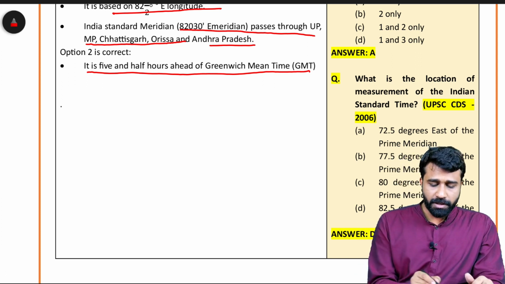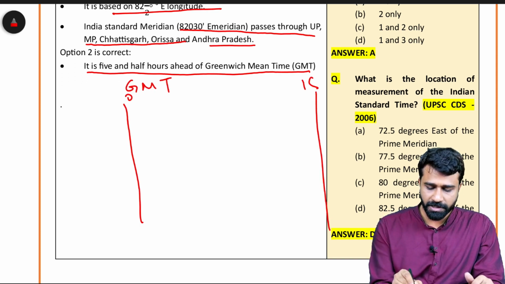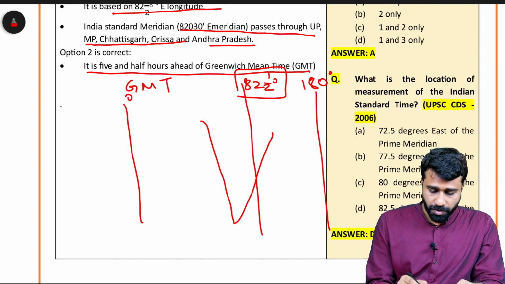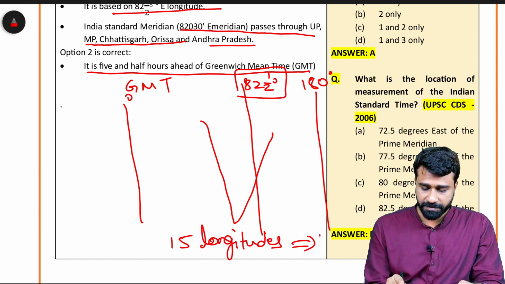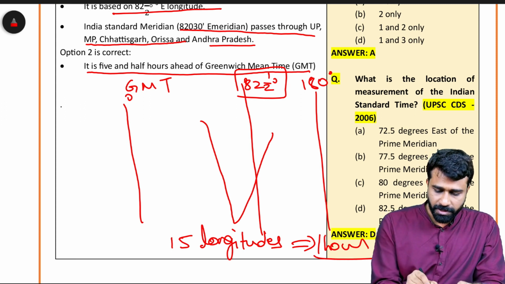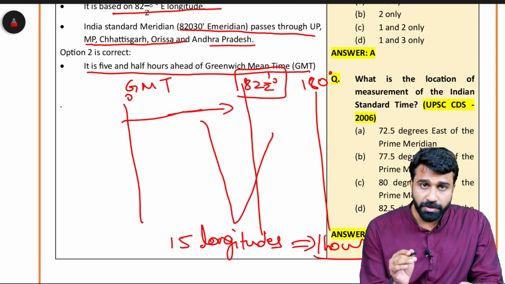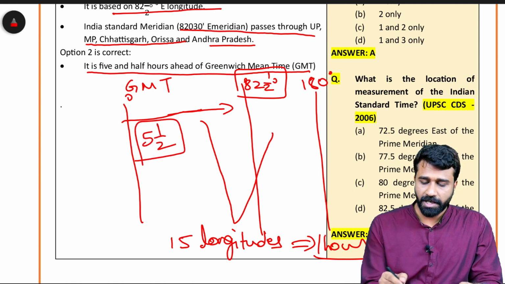So here 0 degrees is Greenwich Mean Time, and here it is 180 degrees, the international dateline, and here the Indian Standard Time is around 82.5 degrees, right. So each 15 degrees of longitude covers around 1 hour. So here we have how many degrees? 82.5 degrees, and each degree also covers 4 minutes. So you have 5.5 hours, and here you have 6.5 hours.